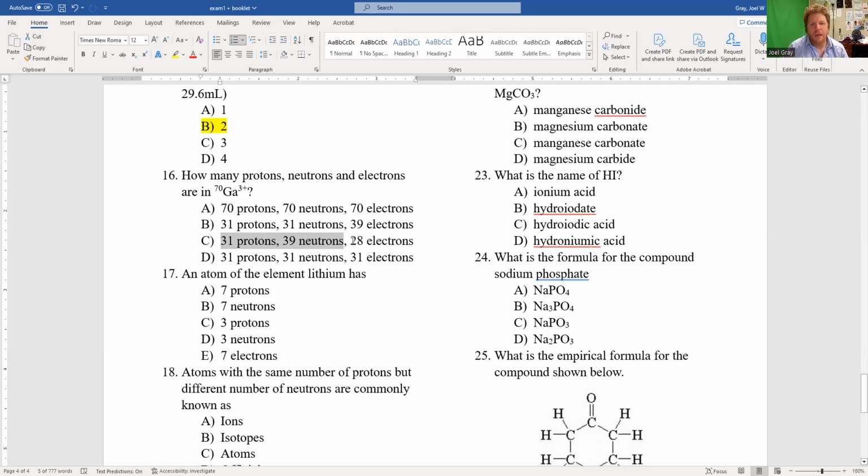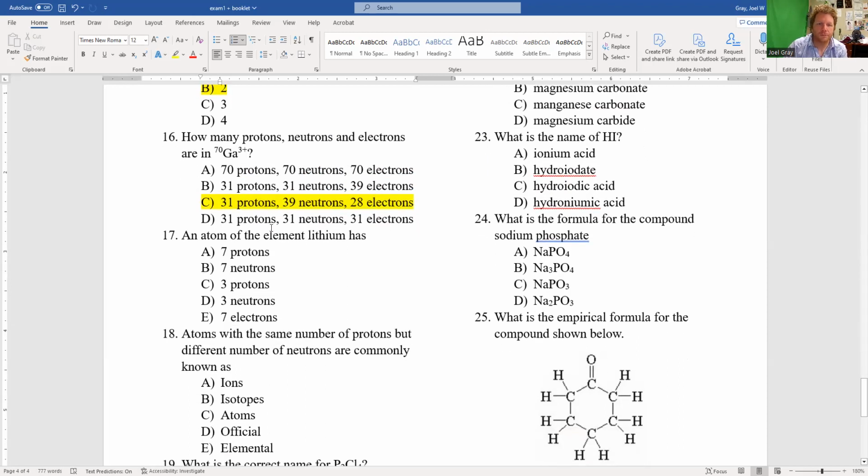Then the last question is, how many electrons does it have? And what we would expect is, since we have a positive charge on this thing, then we have a cation where we have more protons than electrons. 31 protons, so 31 positive charges and 28 negative charges. So those 28 negative charges will cancel out, in effect, 28 of those positive charges. So highlight C is our correct answer.